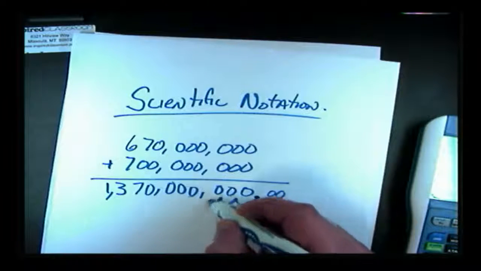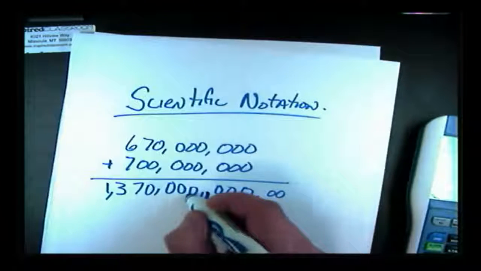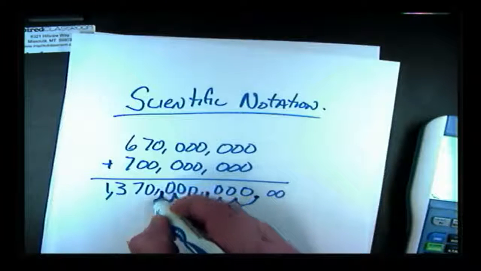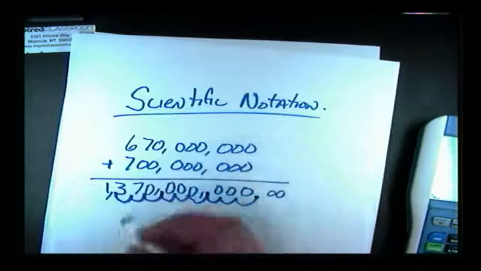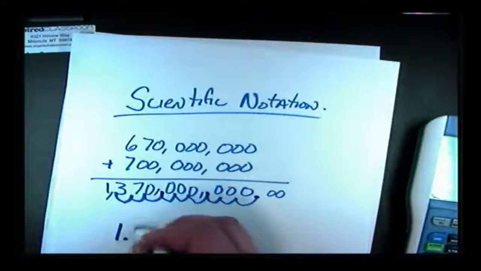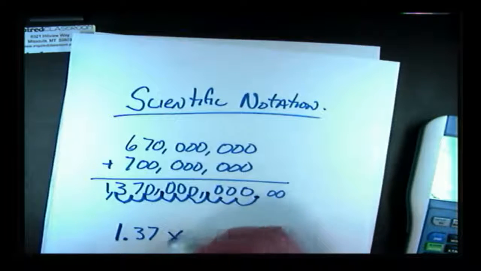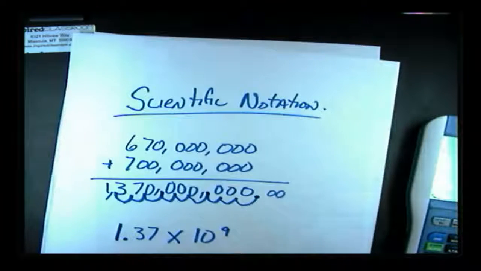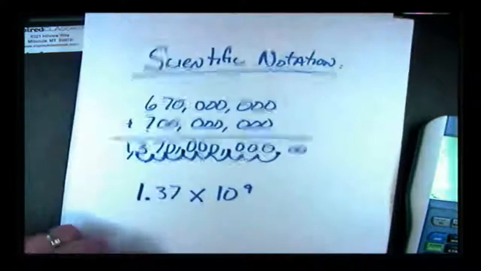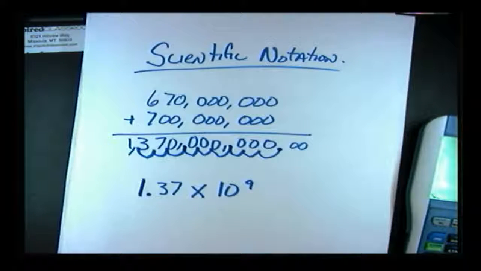1, 2, 3, 4, 5, 6, 7, 8, 9. And I write 1.37 times 10 to the 9th power. So there it is. That is the number 1,370,000,000. 370 million represented in scientific notation.